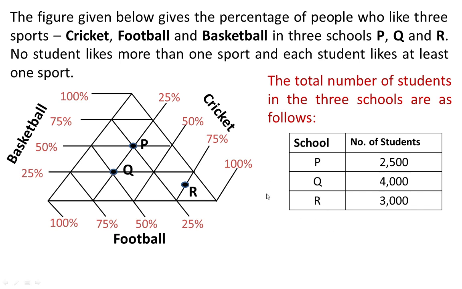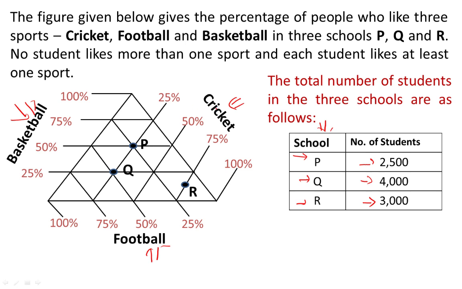Now this tabular data is simple. Here it says school P, Q and R, and the number of students in the schools is 2500, 4000 and 3000. What about this one? Triangular data. Here it shows cricket, this side is football and the other side is basketball.